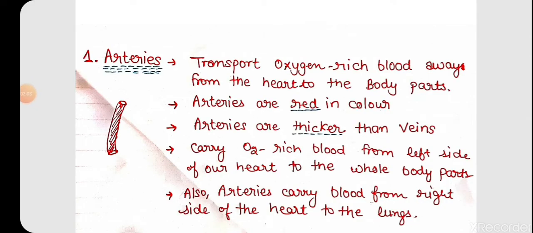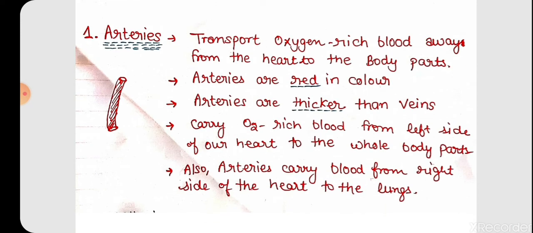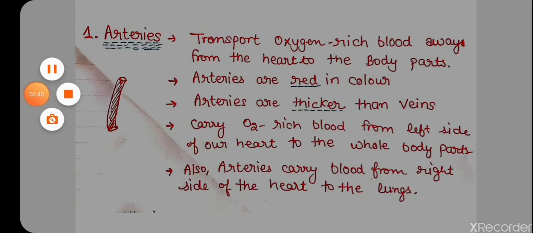So the arteries in our body are red in color. They carry oxygen-rich blood from the left hand side of our heart to the various body parts, and also it transports the blood from the right hand side of our heart to the lungs. Also, the arteries are thicker as compared to the veins or capillaries. So these are the arteries and they are red in color.